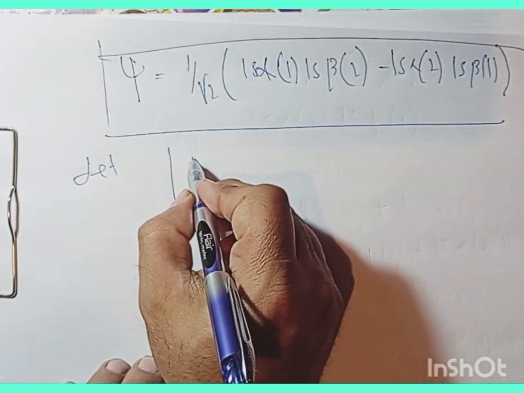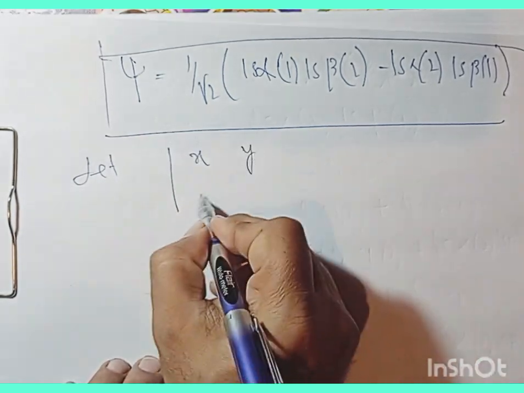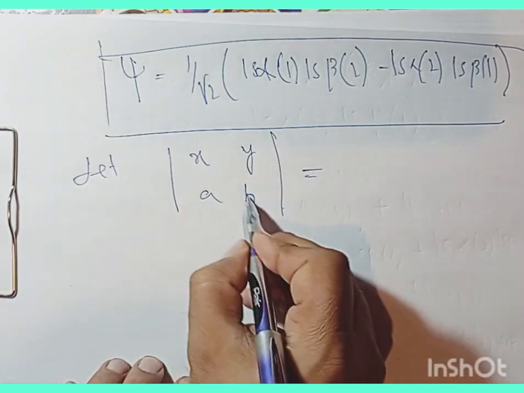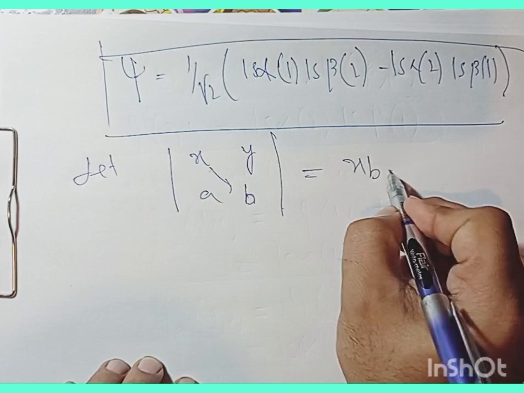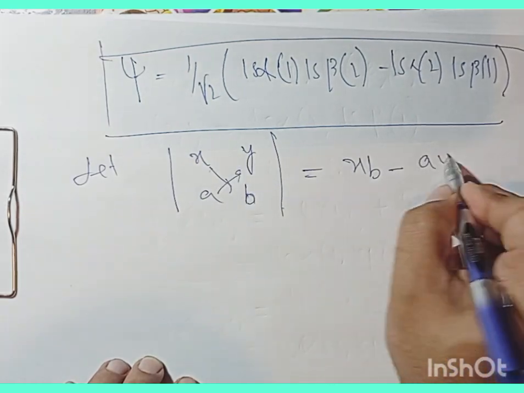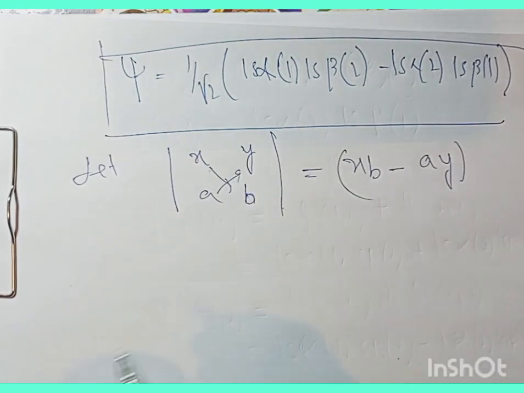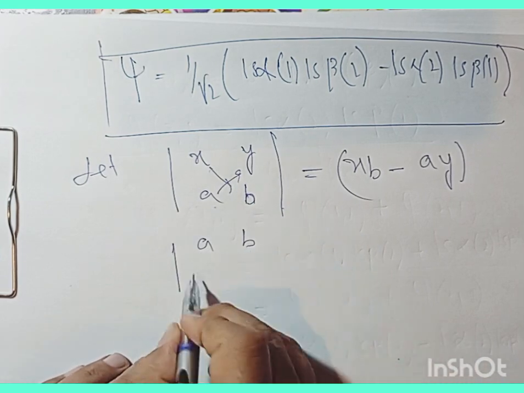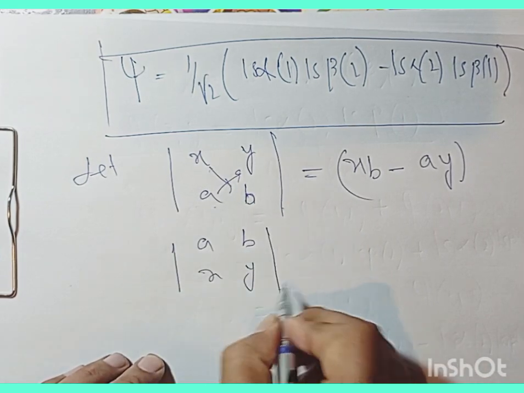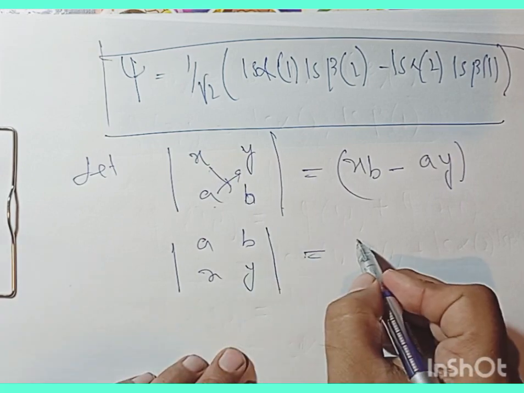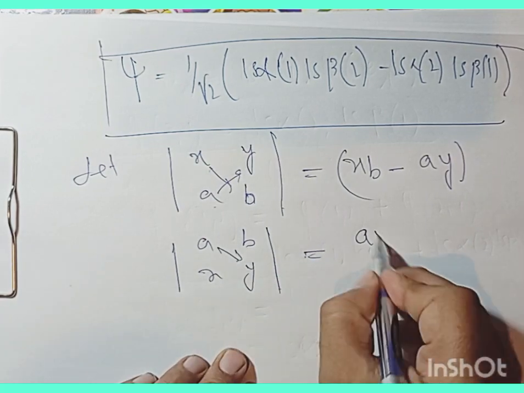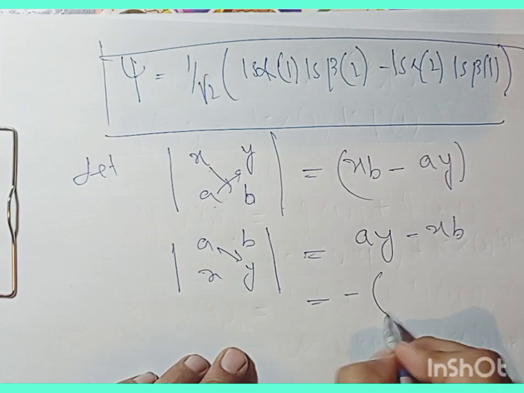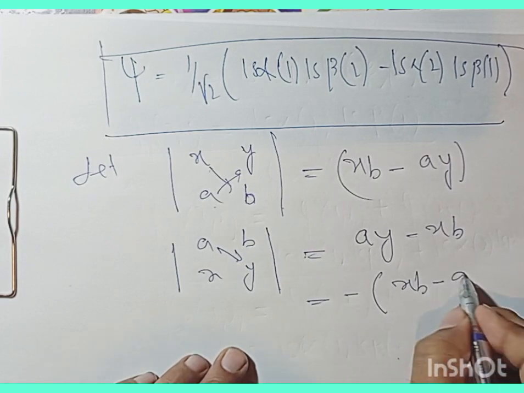Say I call the entries x, y, a, and b. How do we solve it? We multiply the two diagonals: this is xb minus ay. Now, let me swap the two rows. Let me write a, b on the top and x, y at the bottom, and solve the same problem. Multiplying, this is ay minus xb.